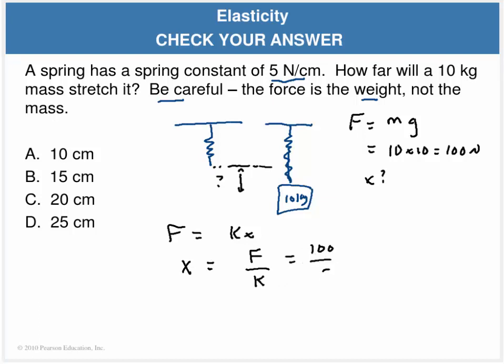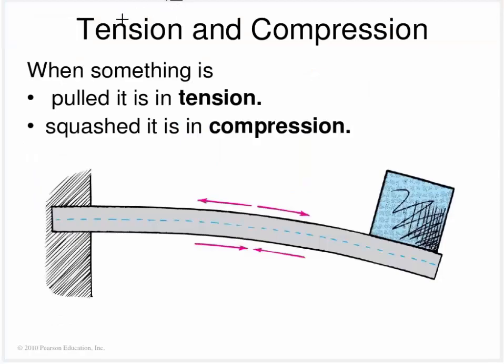Divided by 5, and I'm going to get 20 centimeters. We can take this a little bit further than springs, and we can talk about real physical bodies, and we can talk about tension and compression. If something is being pulled apart, we're going to say that it's under tension, and when it's being squashed, it's going to be in compression, it's going to be compressed.